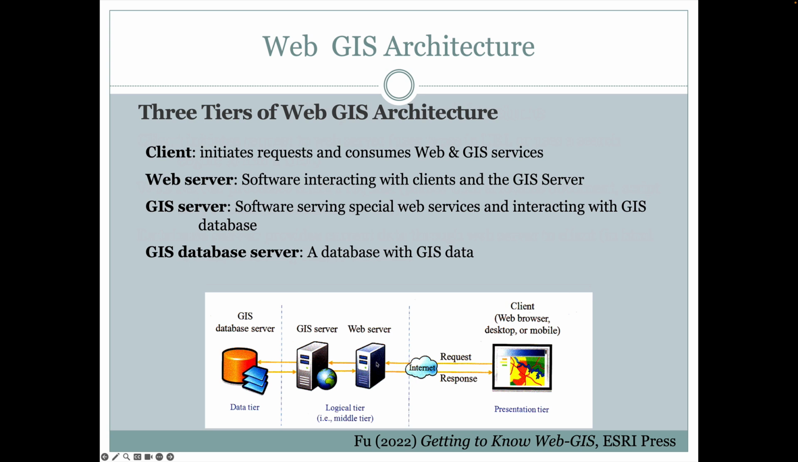but they still make this request, which still goes to the web server. And from the web server, it interacts both with the client and with this GIS server. So this GIS server, in turn, it's serving special web services and is interacting with this GIS database over here. So it knows how to talk to this GIS database in order to get the data that the client has requested, which passes back through the GIS and web server and as a response back to the client.